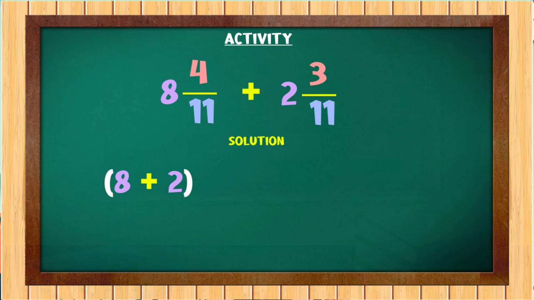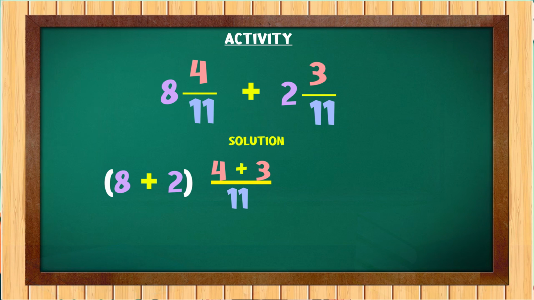Let's see what you have. What is your solution? We have our whole numbers, 8 plus 2. We bracket that and we have our numerators, 4 plus 3 over 11, because they have the same denominators.